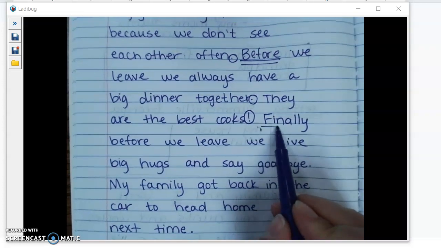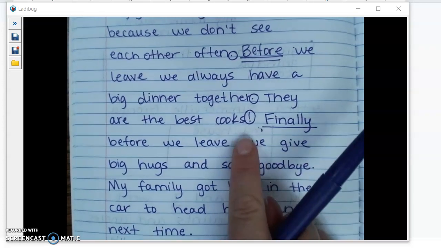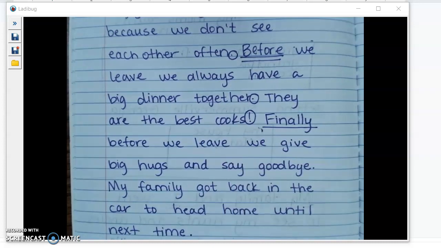I made sure I used a transition word, and I skipped lines in between, so that way when I go back to edit, I will have plenty of room if needed.